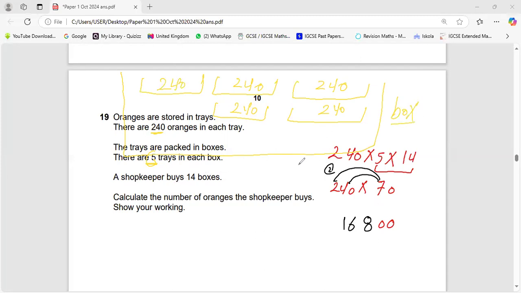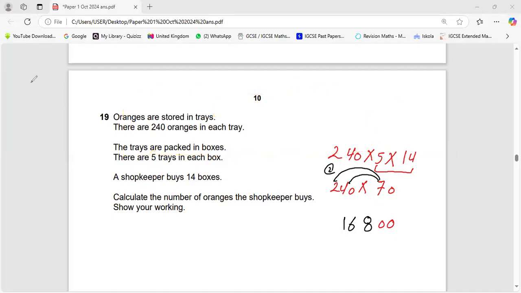We can illustrate it from our graph. You just multiply. Why do you multiply? Because of repeated addition. You multiply 240 by 5 by 14. It is easier for us to multiply 5 by 14, we get 70. After that, multiply 70 by 240. You put the 0, and 7 multiplied by 24 is 168. The next one, here is the answer.